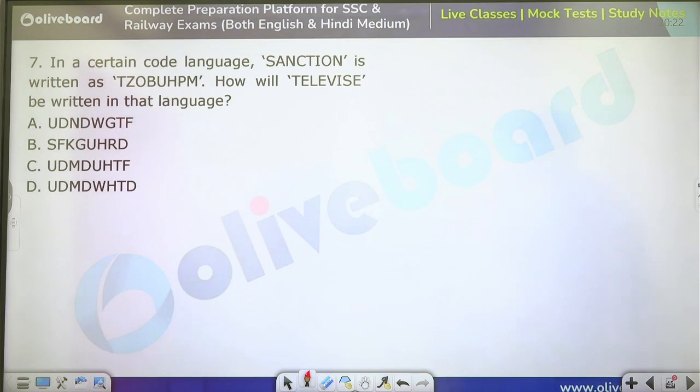This one is pretty easy actually. Very easy. As compared to what we have been doing so far, this is much easier.